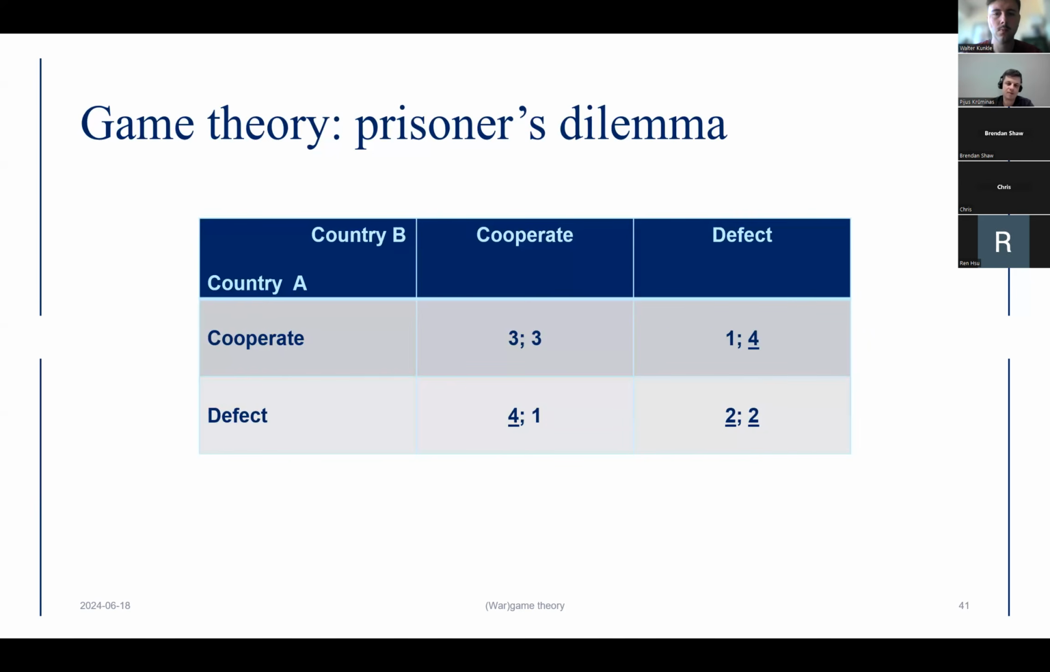But each of the countries would have, in this situation, an incentive to defect. So if your opponent is cooperating and doesn't develop weapons, while you develop weapons, you suddenly gain a huge advantage over them. Each country, irrespective of what the other player does, actually has incentives to defect, leading to this suboptimal situation. So this is how game theory models work.